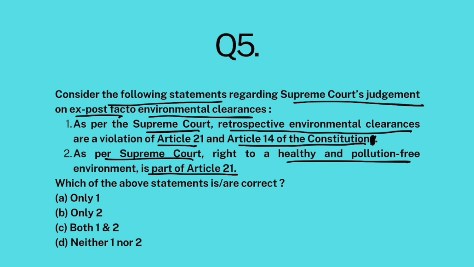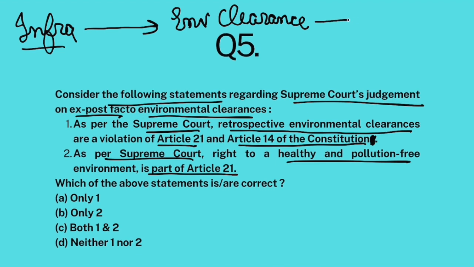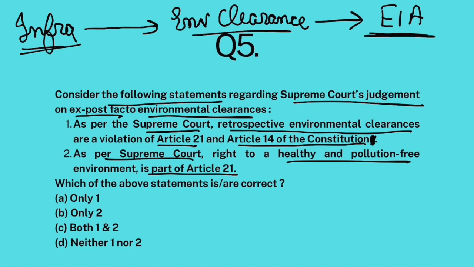Now listen to me carefully. The thing is that any infrastructure project, whether it's highway building, a power plant or anything, before building operations start, they have to take environmental clearance from the Ministry of Environment. This environmental clearance is based on the study that is conducted to check what impact this infrastructure project would have on the environment. This study is known as environmental impact assessment. So based on this assessment, you're given environmental clearance and then you can start building that infrastructure project.